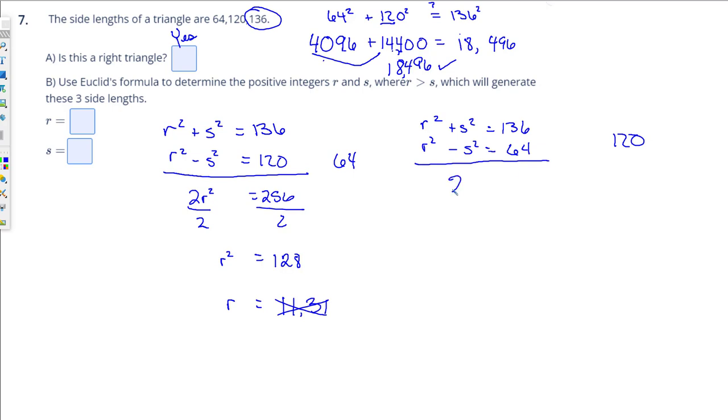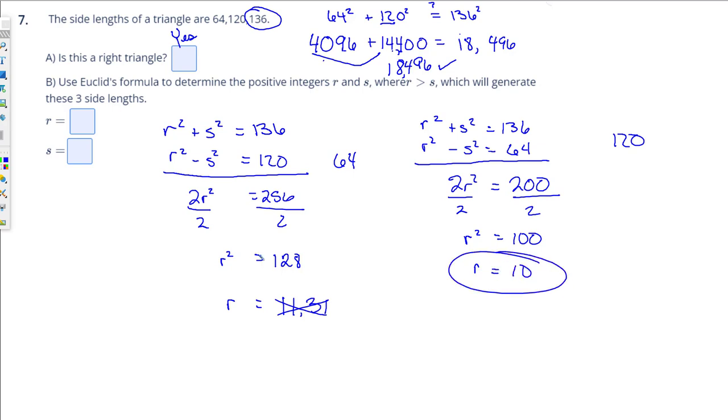So if we add those together, we get 2r squared is equal to 136 plus 64, which is 200, divided by 2. R squared is equal to 100. So now I can take the square root of that and get 10. So I don't really need this other side because it didn't work. So I'm just going to go ahead and erase it.